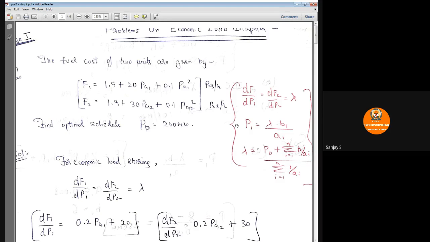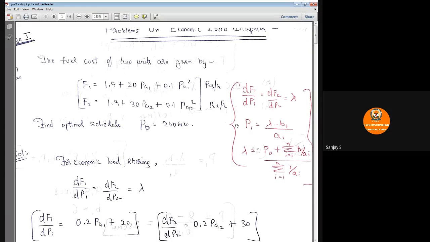So I write dF1 by d. See, instead of writing dPG1 all the time, I straight away write P1. Both are the same. So dF1 by dP1 is equal to dF2 by dP2 is equal to lambda. Have you understood? Yes, sir. Okay. So what I have to do right now is, I am given F1 and F2. I have to find dF1 by dP1 and dF2 by dP2. I have to just differentiate F1 and F2 with respect to P1 and P2 individually.